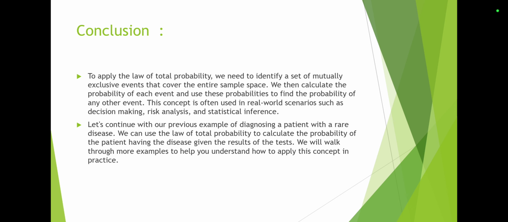Let's continue with our previous example of diagnosing a patient with a rare disease. We can use the law of total probability to calculate the probability of the patient having the disease. Given the result of the tests, we will walk through more examples to help you understand how to apply this concept in practice.